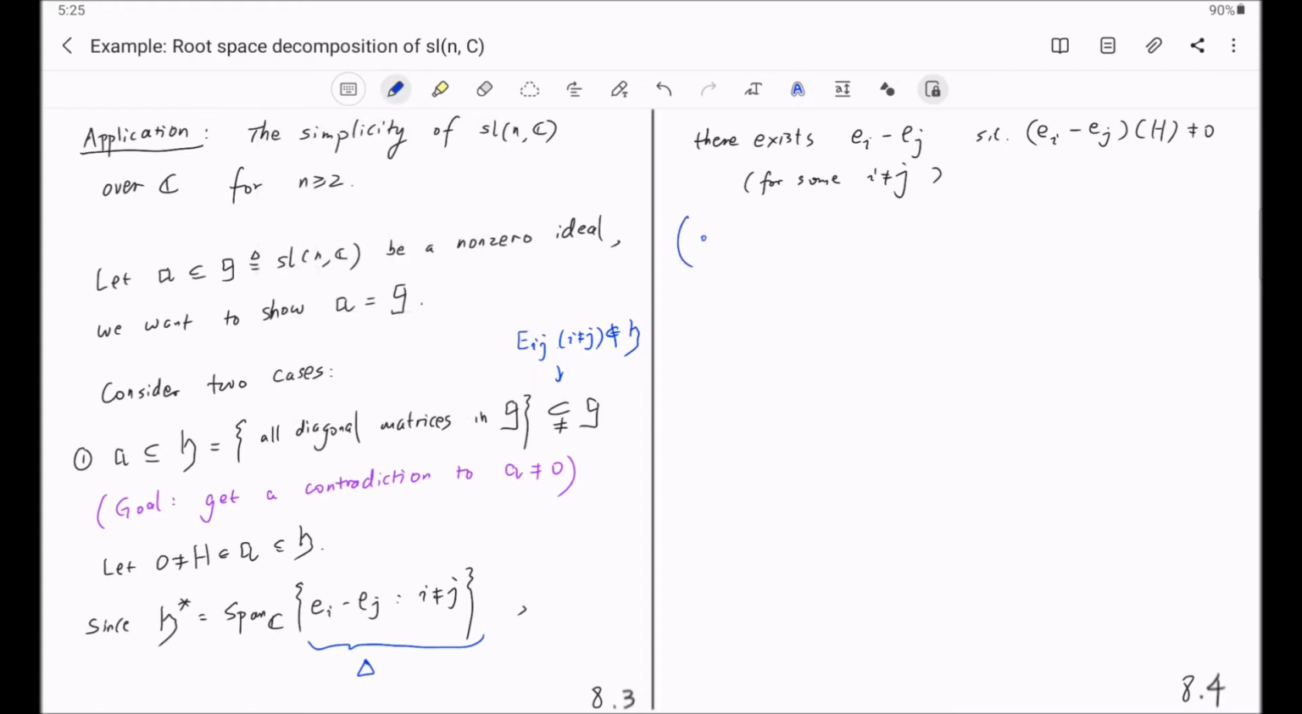This is because if E_i minus E_j applied to H, which by definition is the i-th component on its diagonal minus its j-th component on its diagonal, is equal to 0 for any i not equal to j, then H must be a scalar matrix. From here, all the entries must be equal on its diagonal, and H is already a diagonal matrix by definition, since H belongs to this Lie subalgebra H consisting of all diagonal matrices.